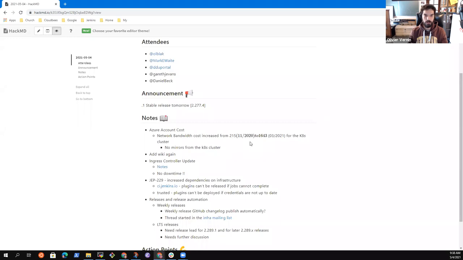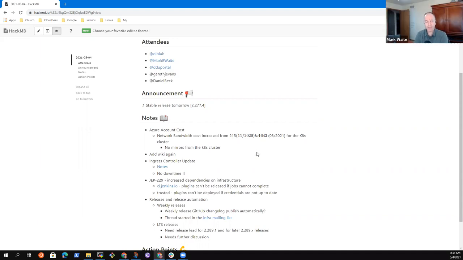But yeah, the Linux Foundation did not complain. And overall, if we just look at the cost over the past year, we are still below our limits. But we should pay attention to that. Any questions?